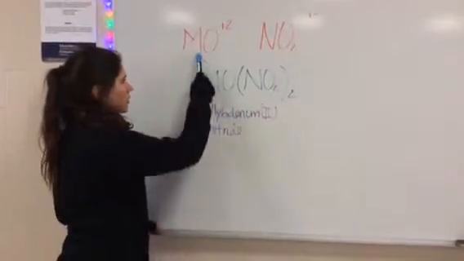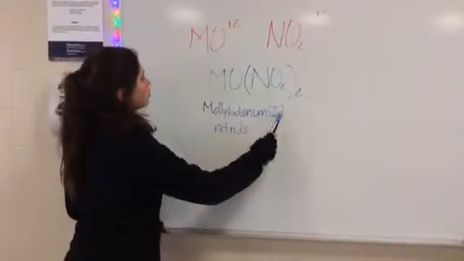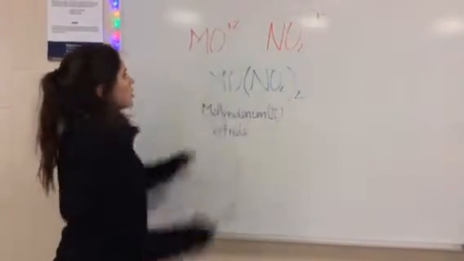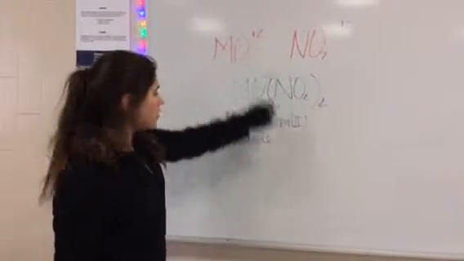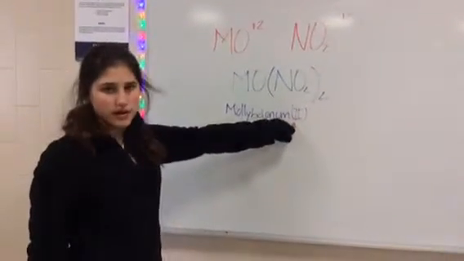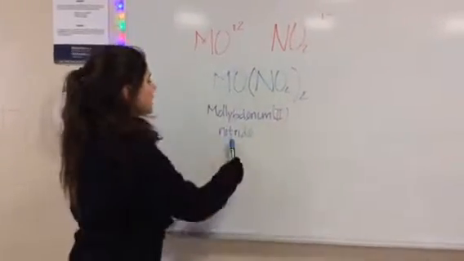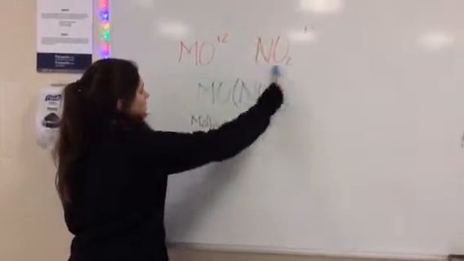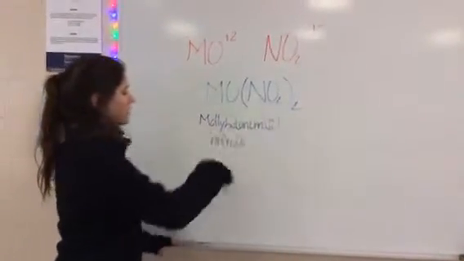And then the name will be molybdenum (II) because it has a +2. So the number that goes in here, you put inside parentheses beside the name. And then nitride, because it's the name of this one. And both together are molybdenum nitride.